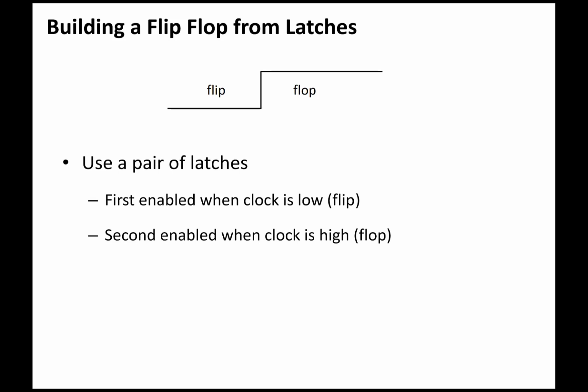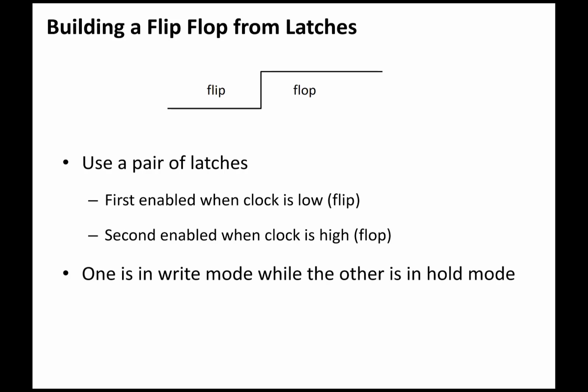And rather than using doors, here we're going to use latches. So we'll use a pair of latches. The first is enabled and goes into write mode when the clock is low, which is the flip stage. And the second is enabled when the clock is high, which is the flop stage. So one of the latches is in write mode while the other is in hold mode, but the pair never goes transparent.